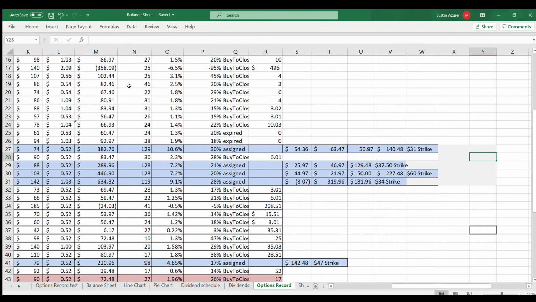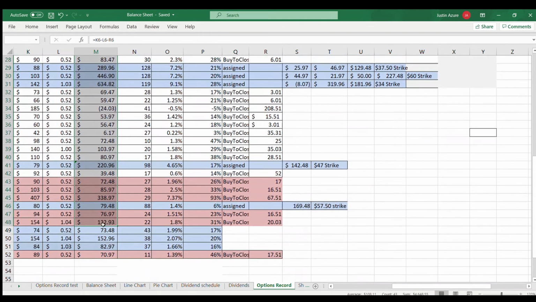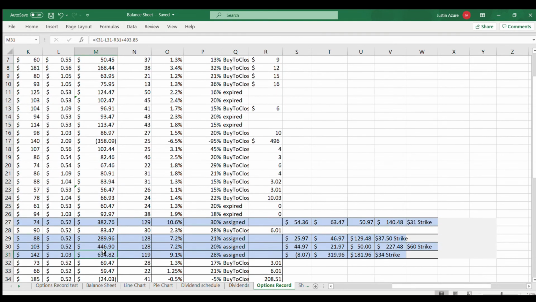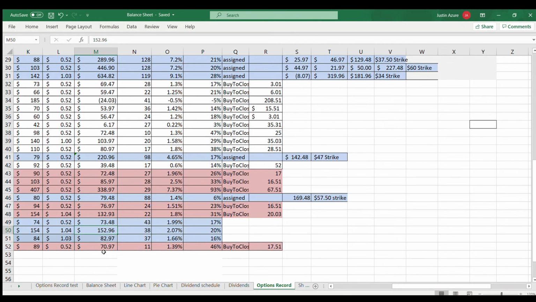So I think this is pretty easy to look at and get a feel for, and easy to know what's going on, and I can take a look easily at most of my returns, days in trade, how much money I've received so far. So far I've received $5,000 in premium, but again, the blues don't count because we don't know if that's profit yet. That still has to get sorted out when the options close out.